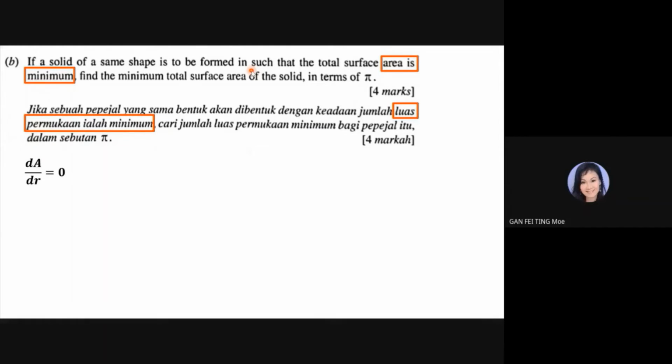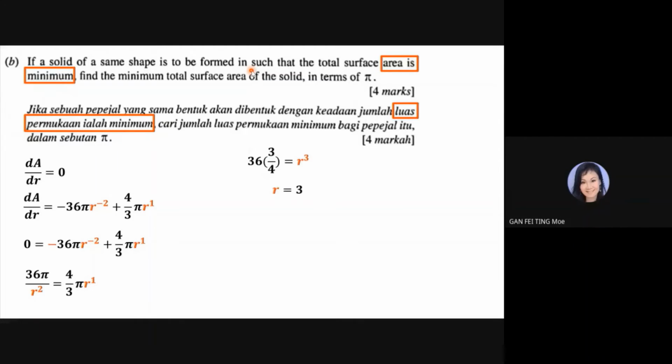So you have to relate this to what you have learned. What is your dA/dr from the earlier part? Get that one, equate it to 0 and get the value of r. Solve, making the right and the left equal, and then simplify. So you get r equals 3. This is your r, but the question never asks you for r. They want the area. Sub the r into the earlier formula given. Finally, you get the answer as 18 pi. So this is the minimum area for this solid.